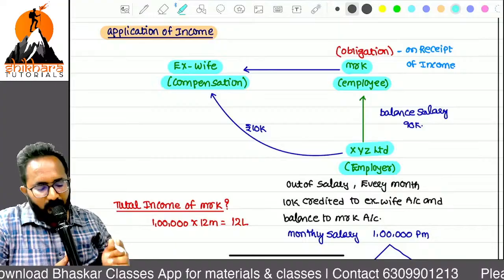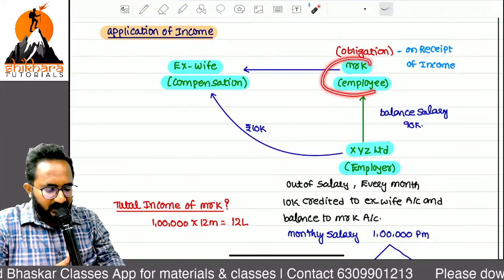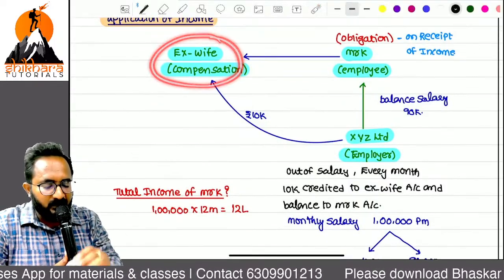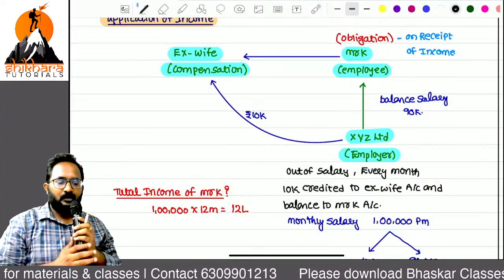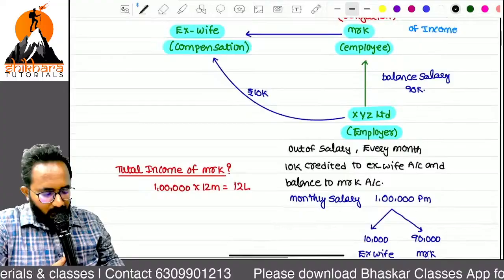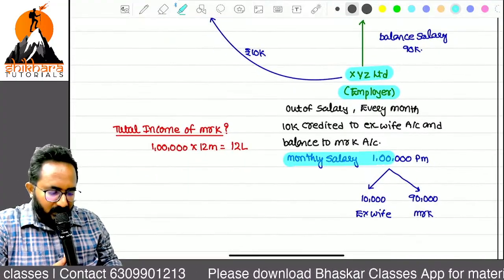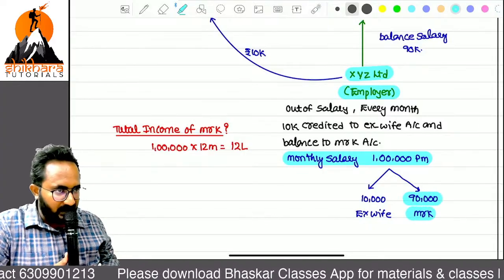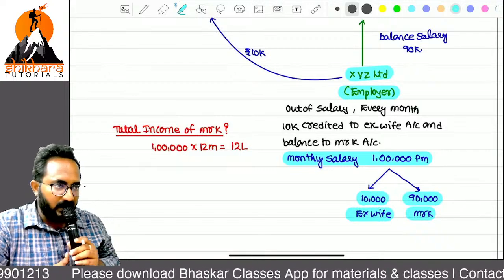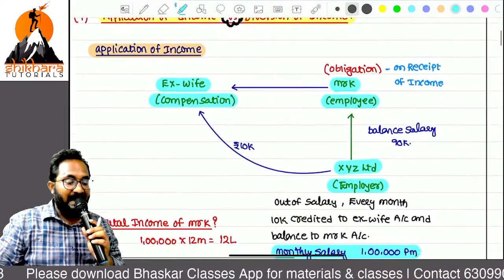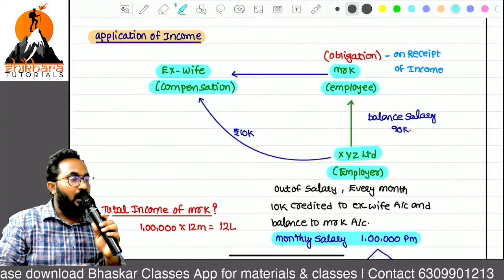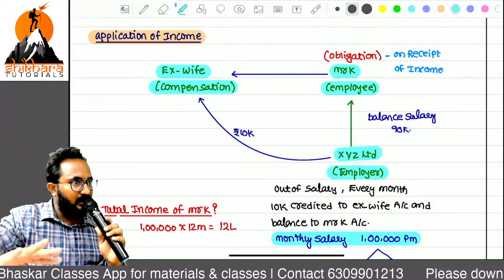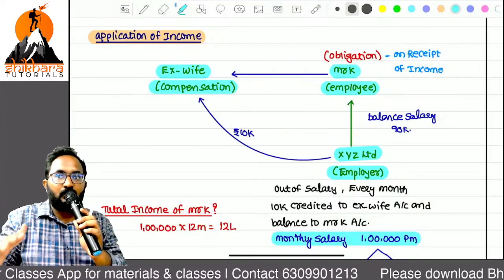Whatever salary is received by Mr. K, out of that some amount needs to be given to the ex-wife. That is their agreement. Normally the monthly salary is 1 lakh per month. Out of that 1 lakh, 90,000 he can utilize, and 10,000 needs to be given to the ex-wife. Here Mr. K has an obligation, on receipt of income. I receive the salary income, and on that salary income I have an obligation.